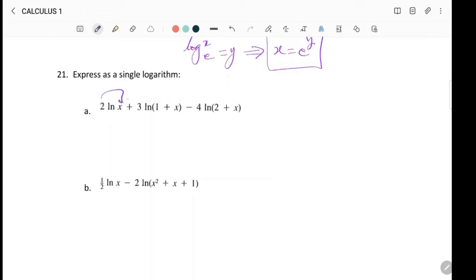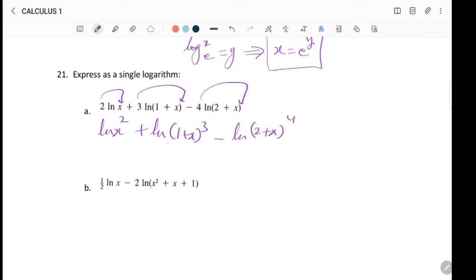Now express as a single logarithm. First we have to shift this 2 here, 3 here, and 4 here. So this is ln x squared plus ln (1 plus x) to the power 3, minus, keep as it is, ln (2 plus x) to the power 4.